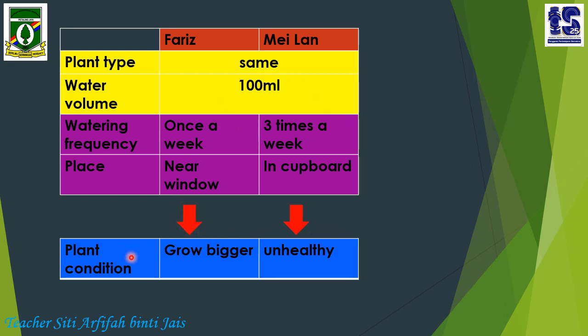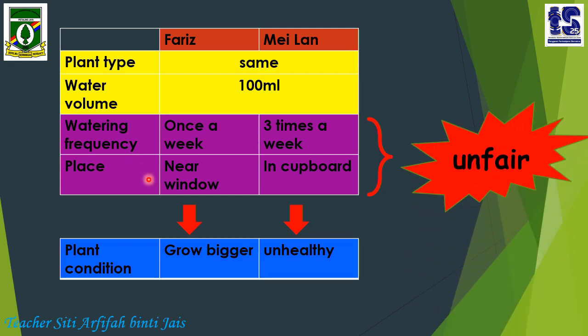Lastly, plant condition is the responding variable in blue color. Remember, blue color is referring to responding variable. This is the resulting variable or condition that we observe from the investigation. But in this situation, there are two variables that we change, watering frequency and place. That's why Melan said the investigation is unfair. The investigation is unfair, tak adil.